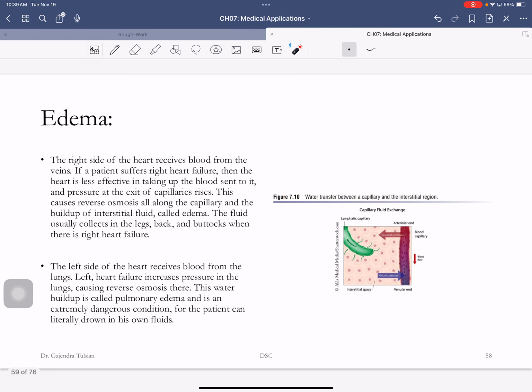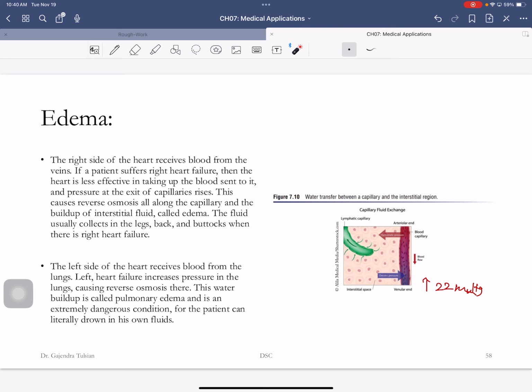The right side of the heart receives blood from the veins. If a patient suffers right heart failure, this pressure can go above 22 millimeters of mercury. Then the heart is less effective in taking up the blood sent in. This causes reverse osmosis all along the capillary and the buildup of interstitial fluids. If this pressure rises, water is moving from there to the interstitial fluid.